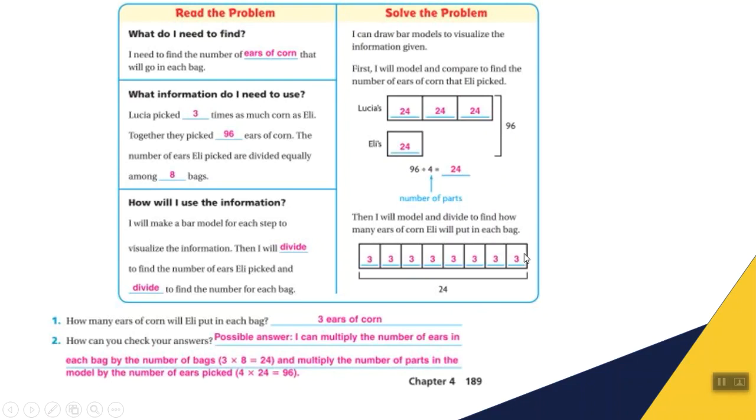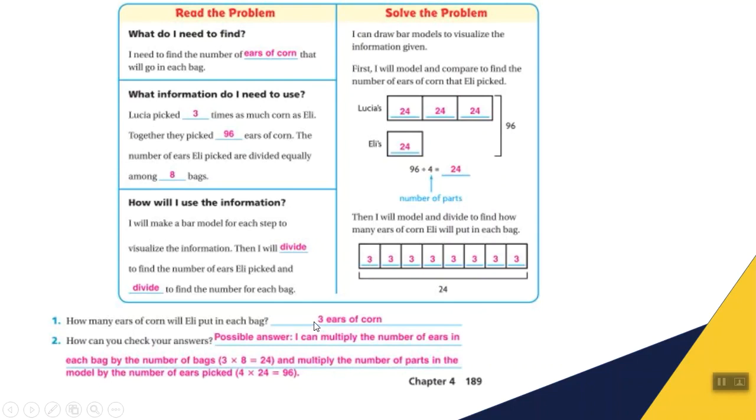I can draw a bar model again. So it will be 8 squares to represent 8 bags. How much do I need to put in each? 3. So how can I understand this? If you want, you can do division. 24 divided by 8, it will be 3 ears of corn for each bag. Okay, let's check the question. How many ears of corn will Ailey put in each bag? One of these squares represents the number of ears of corn.